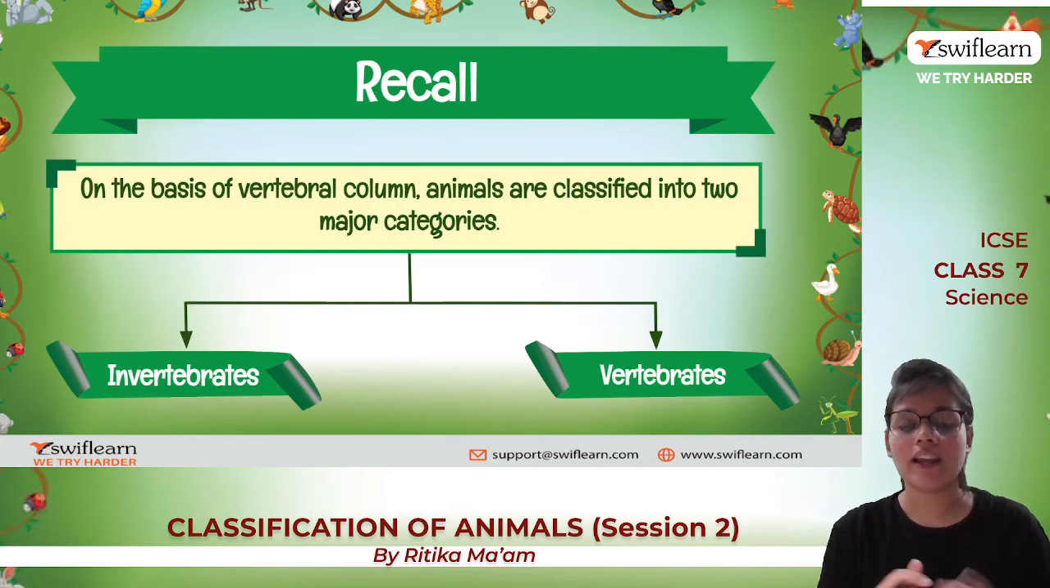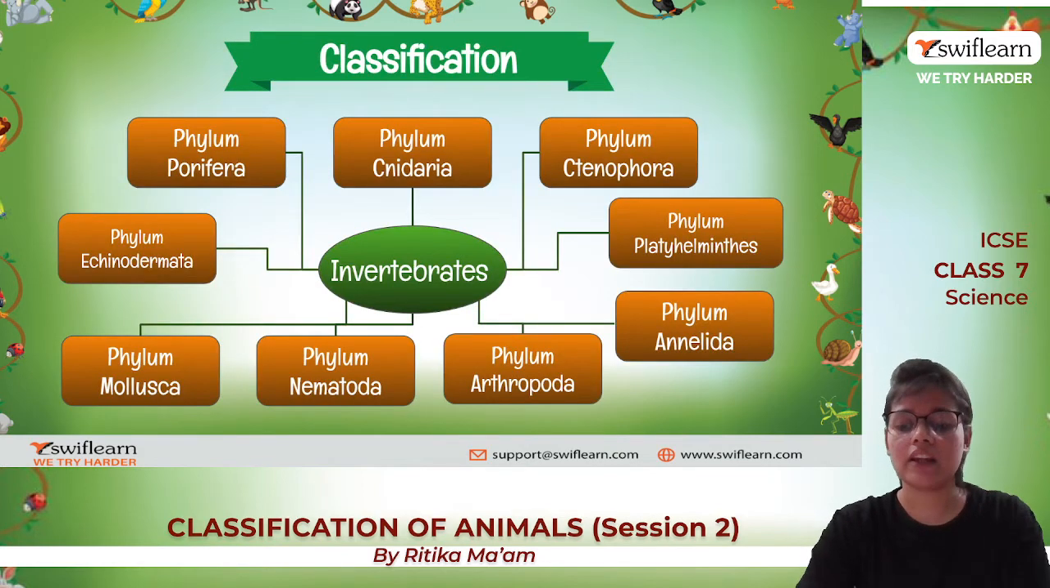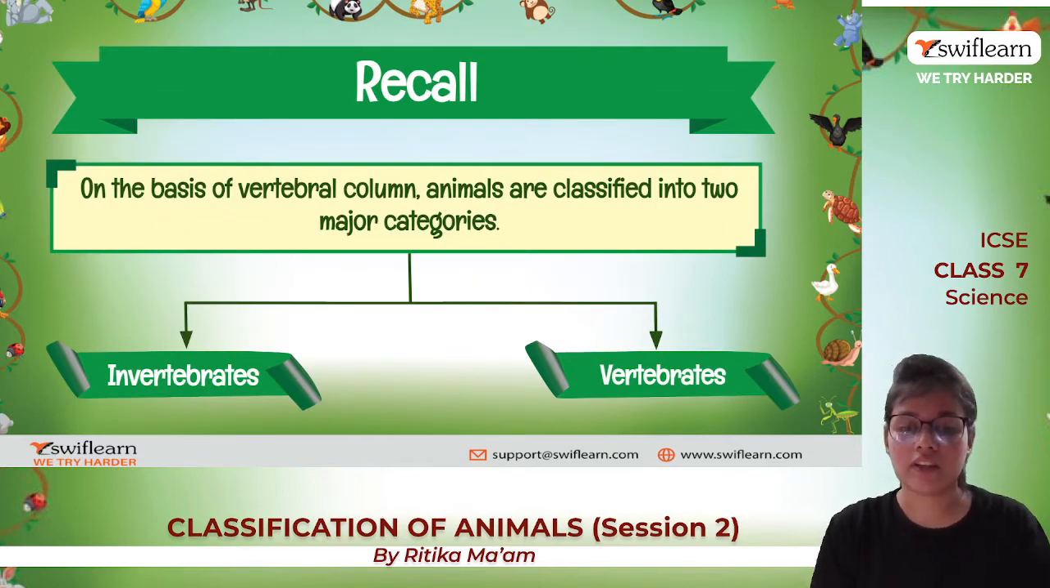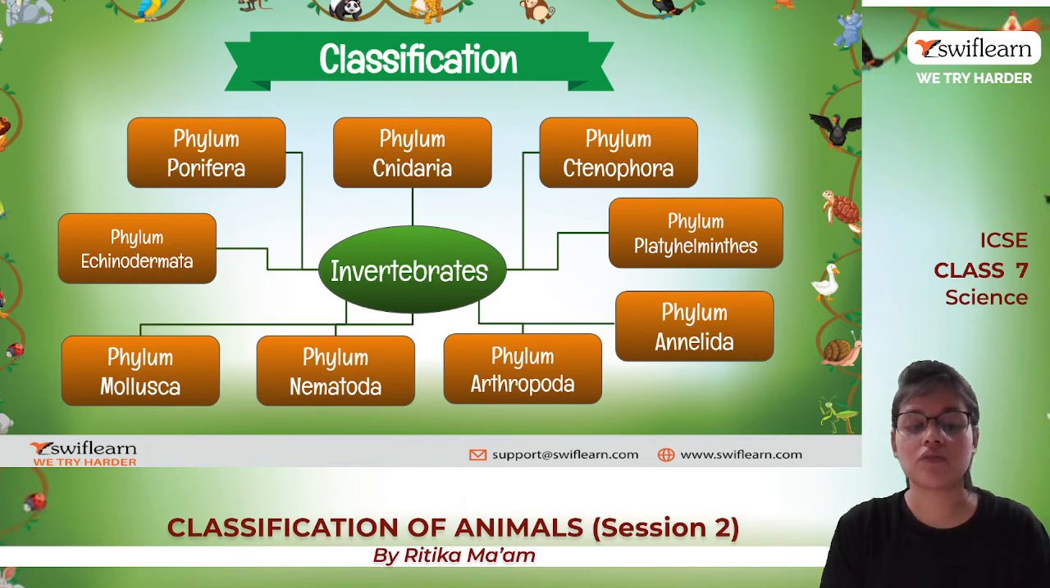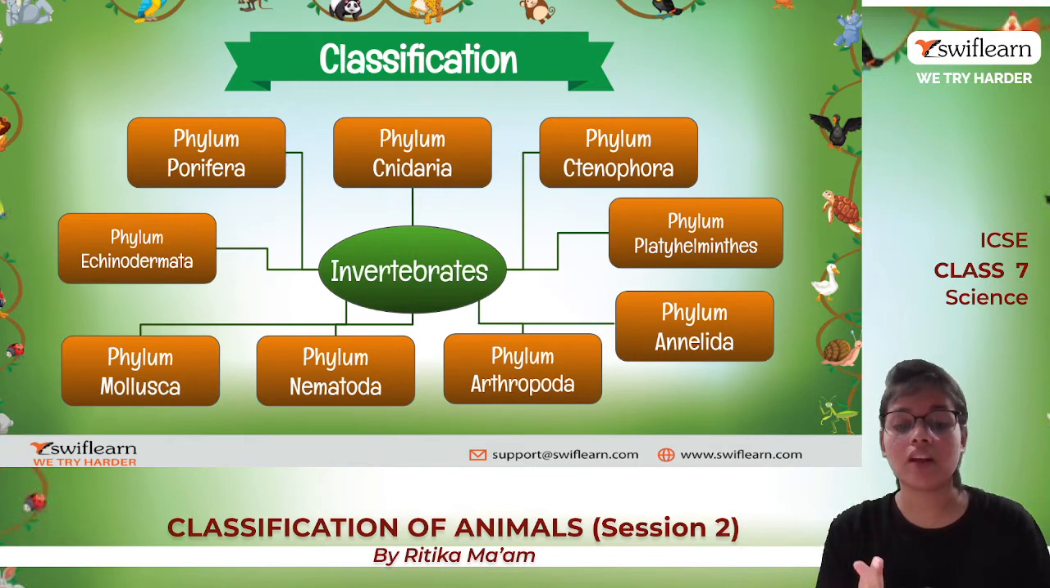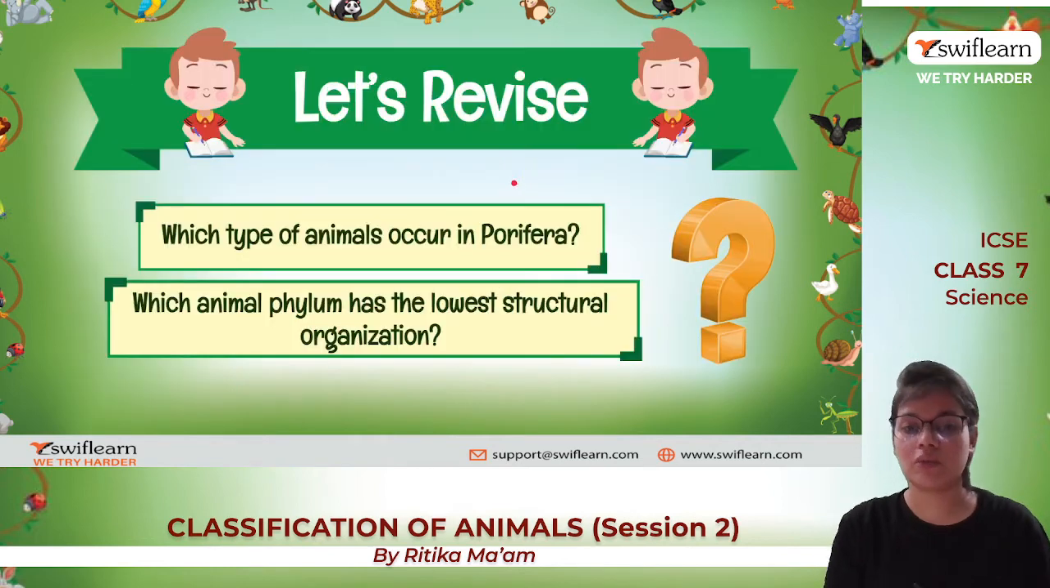Now let's recall whatever we studied in our last class. On the basis of the vertebral column, animals are classified into two main categories: invertebrates and vertebrates. In invertebrates, there is again a major classification: Porifera, Cnidaria, Ctenophora, Platyhelminthes, Annelida, Arthropoda, Nematoda, Mollusca and Echinodermata. So this is again a subclassification of the invertebrates.